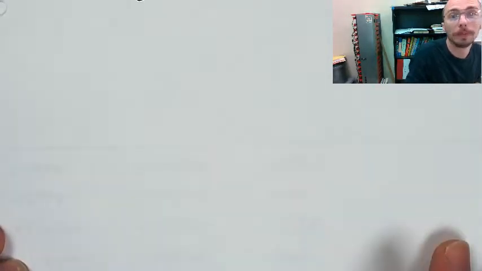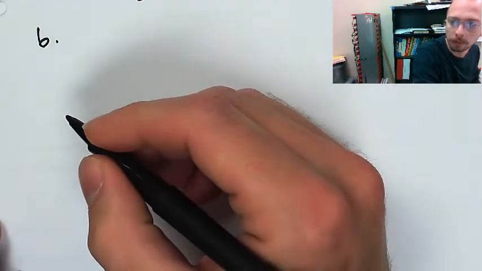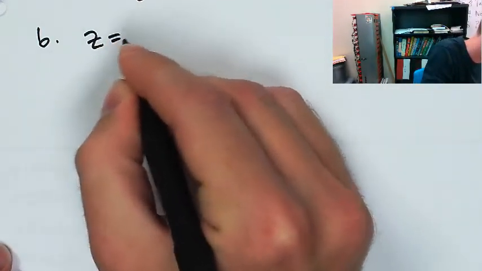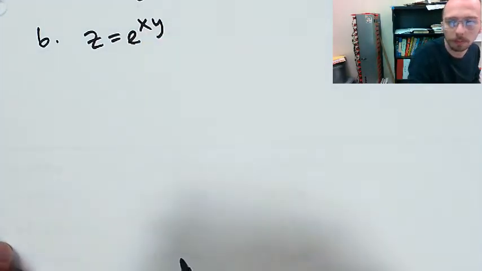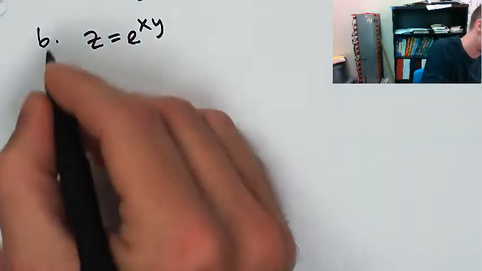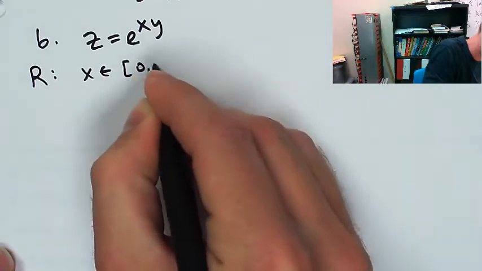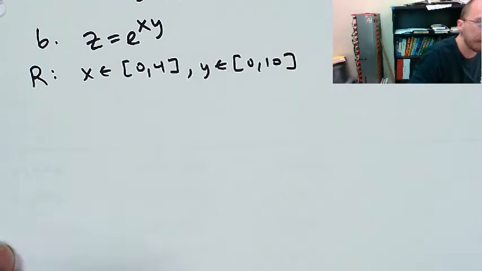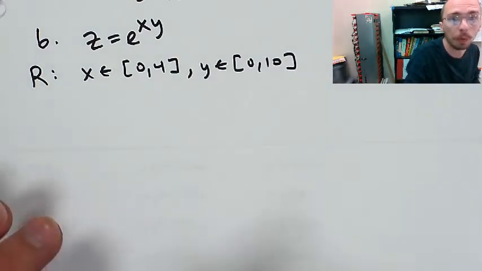Okay. The last one is, oh, right, but don't evaluate. Okay. An integral expression that gives the area of the surface z equals e to the xy. It sits over the region where x is between 0 and 4 and y is between 0 and 10. Right. And I'm going to get my partial derivatives, set up my integral, and then walk away.